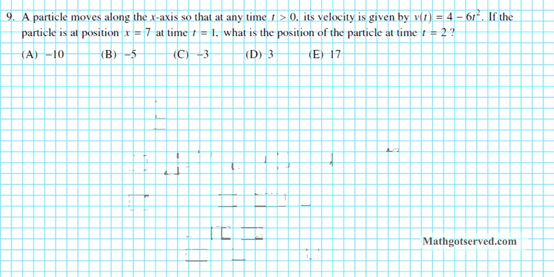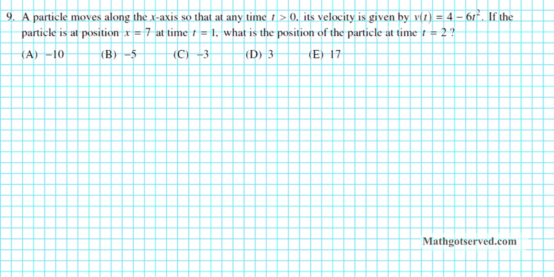All right, so let's take a look at question number 9. It says a particle moves along the x-axis so that at any time t greater than 0, its velocity is given by v of t equals 4 minus 6t squared. If the particle is at position x equals 7 at t equals 1, what is the position of the particle at t equals 2? So this is a differential equation. It's an initial value problem.